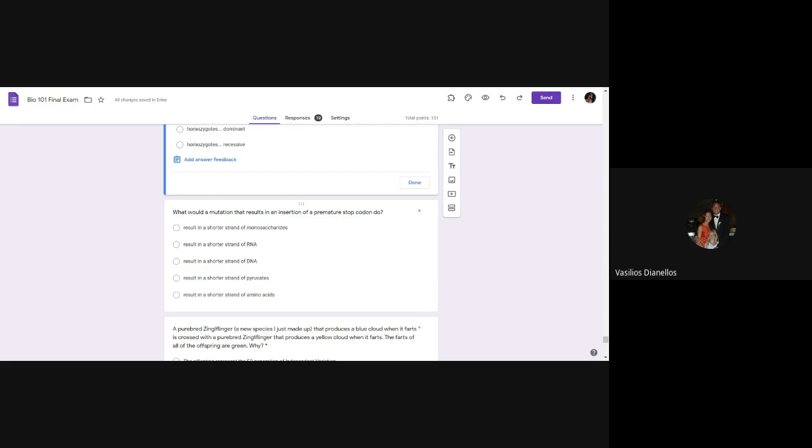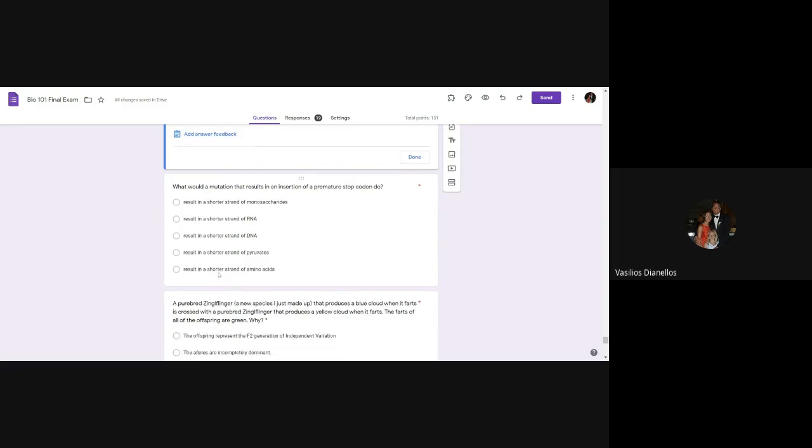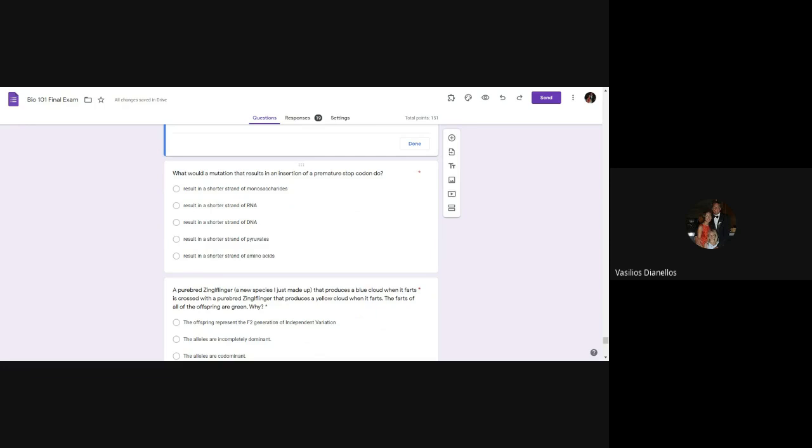Results in a shorter strand of monosaccharides. No, we're not talking about carbohydrates here. We're talking about making a strand of amino acids, right? A polypeptide, a protein. Results in a shorter strand of RNA. Nah, but at least RNA is in the discussion. Results in a shorter strand of DNA. No, but again, at least DNA is sort of in the discussion, a little bit farther removed than RNA. Results in a shorter strand of pyruvates. Way, way, way off. What? No. That was a discussion about how pyruvates was in the respiration discussion.